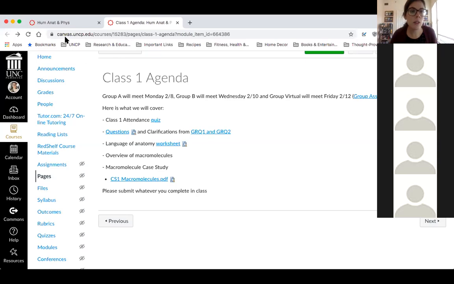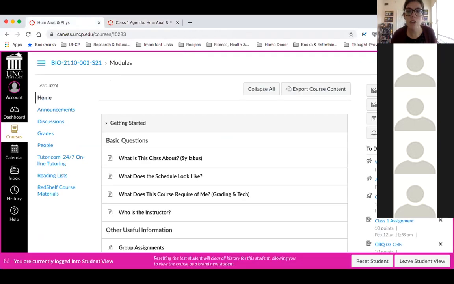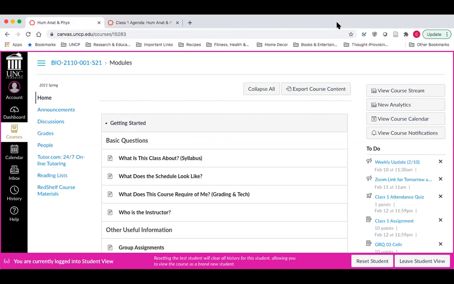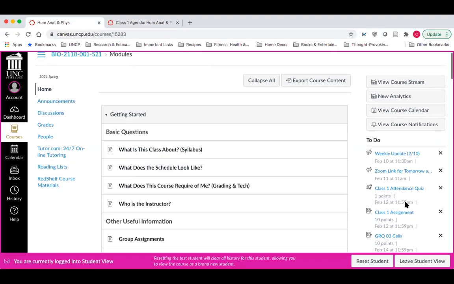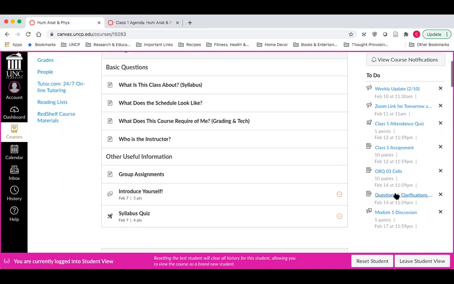Okay, so if you are on your Canvas shell here, let's pull this up. As always, if you guys have questions, please unmute yourself and ask or put them in the chat. So this is, again, your Canvas shell. You have your to-do list on the right-hand side. So you've got some things coming up this week.